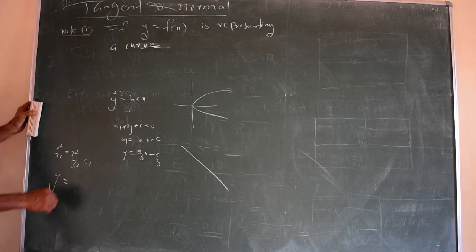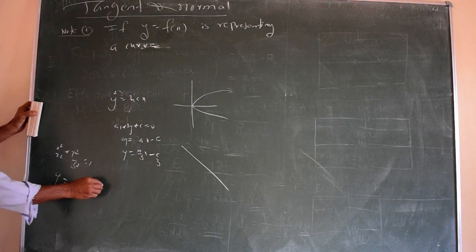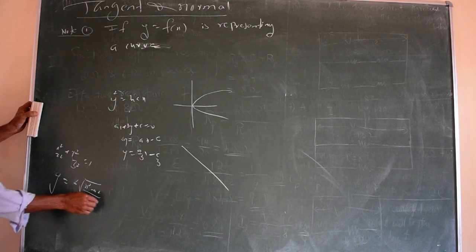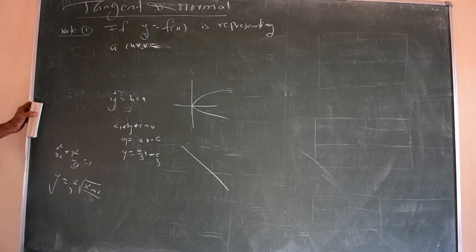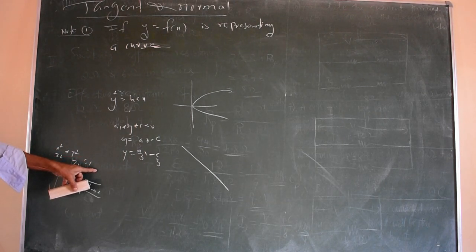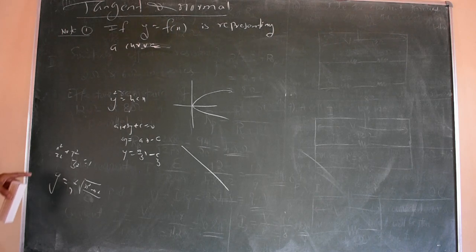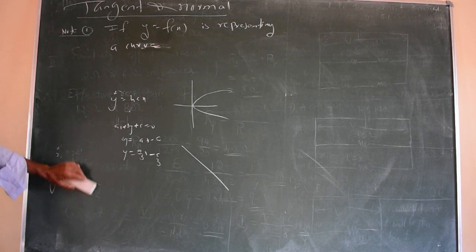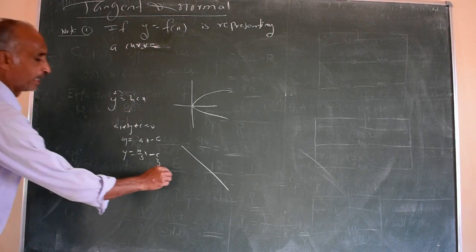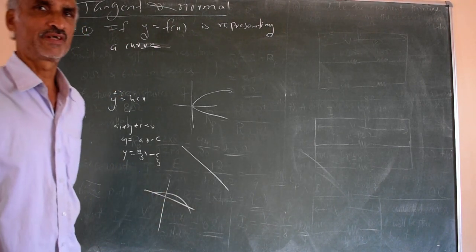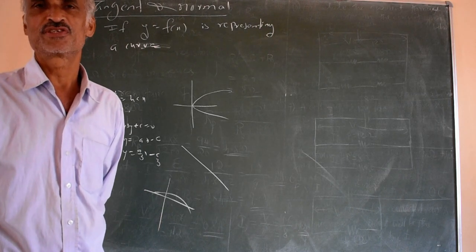x square by a square plus y square by b square is equal to 1 means we are getting y is equal to b into root of x square minus a square upon a square. After separating y, x square by a square is taken to this side, 1 minus x square by a square. Then LCM is taken, taking square root, y equals to. So that is representing what? Ellipse. So in general, y equals f of x is an expression that represents a curve.